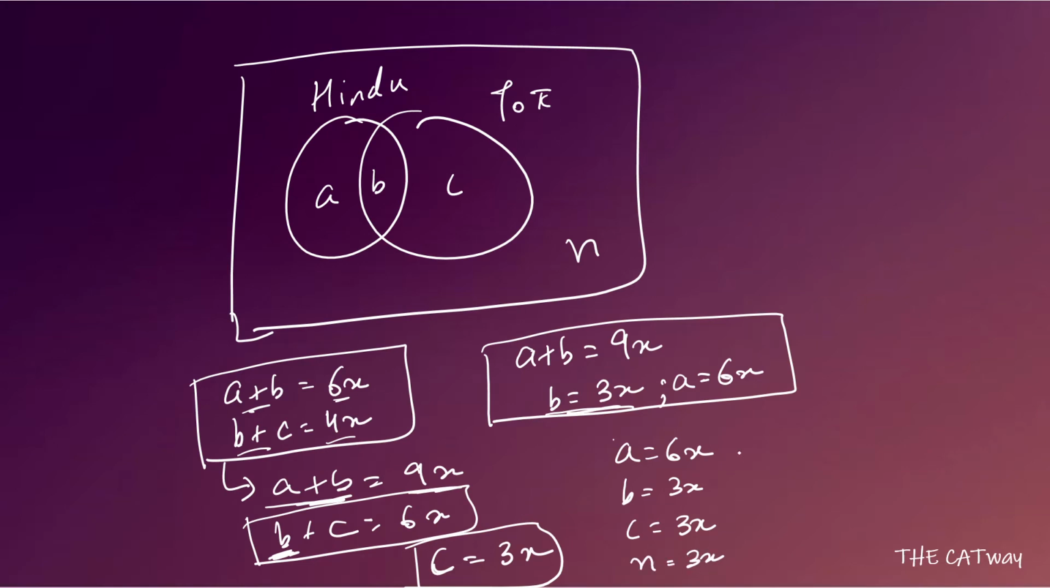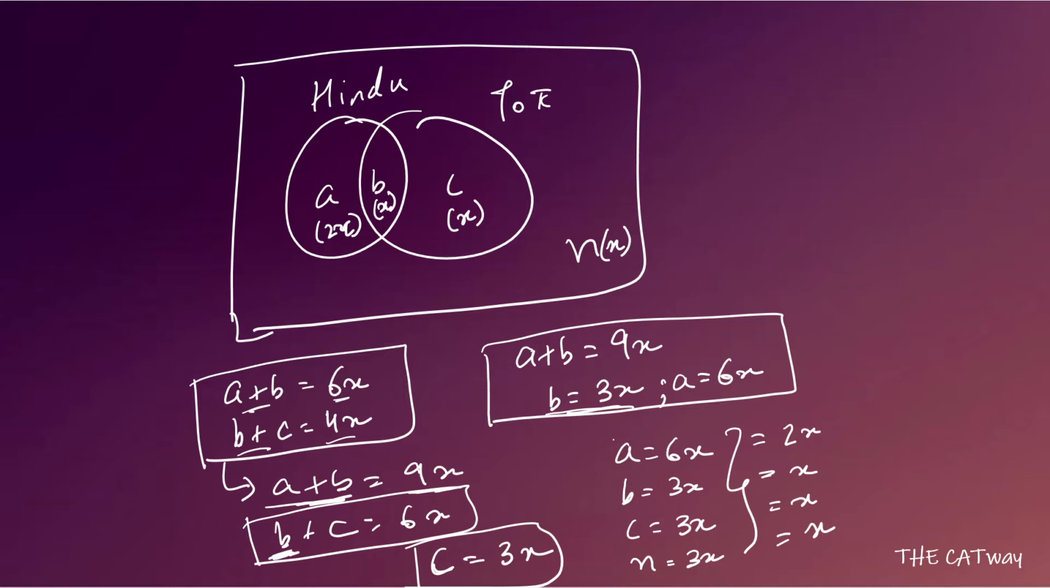Now what is the ratio? We'll always write the ratio in the simplest form. So we can write it as, A will be equal to 2x, others will be equal to x. Sorry guys, so this is going to be equal to 2x, this is going to be equal to x, and this is going to be equal to x, and n is also going to be equal to x.